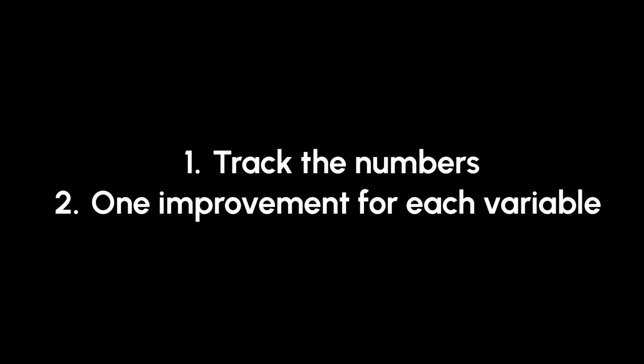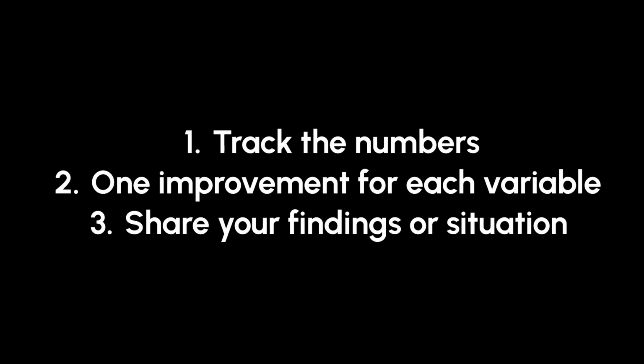So, write down your 5 numbers today. Identify one small improvement you could make for each one over the next month, and share your findings or your situation in the comments or in the Telegram community. I might feature your example in a future video and give tailored feedback to your situation. And remember, you don't need massive, risky changes to see huge results. Small, consistent improvements in the right places can transform your business completely.